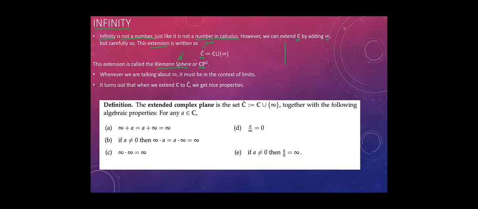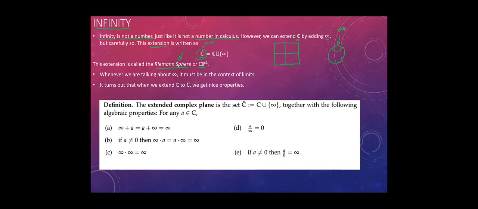If you want to picture this, remember the complex numbers themselves are a plane, right? So think about the complex numbers as a piece of paper. What we're doing with C hat, or the Riemann sphere or CP1, is basically taking this piece of paper and folding it into a ball. Imagine trying to fold a piece of paper into a ball, but notice you're always going to have a hole. And infinity is sort of serving to fill in that hole.